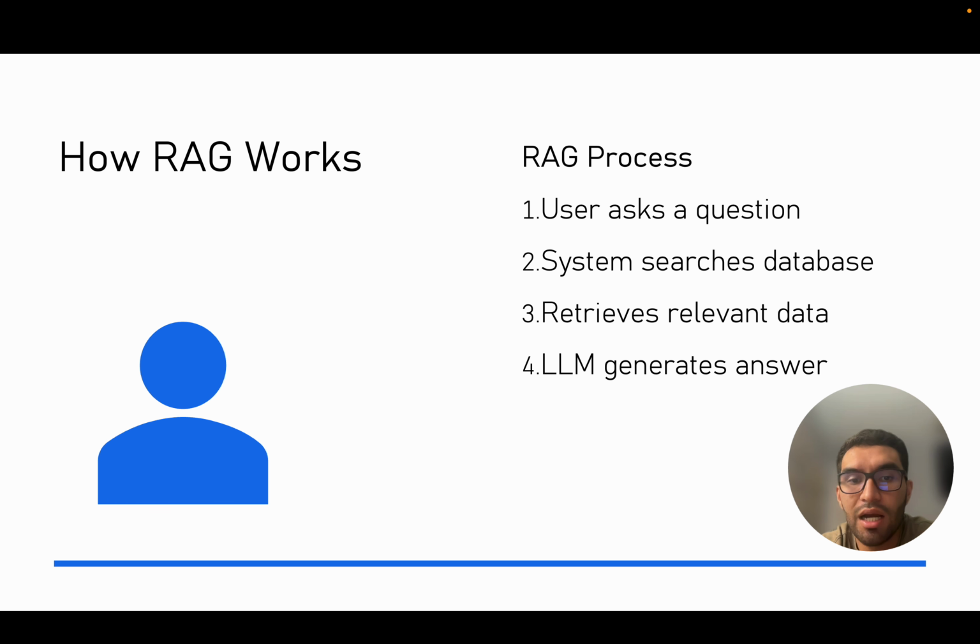The process, how RAG works. So the process works in 4 simple steps. First, the user asks a question. Second, the system searches a database for relevant information. Third, it retrieves the most relevant data. And finally, the LLM generates a response based on that data. This means the model is no longer guessing, it is grounded in real data.